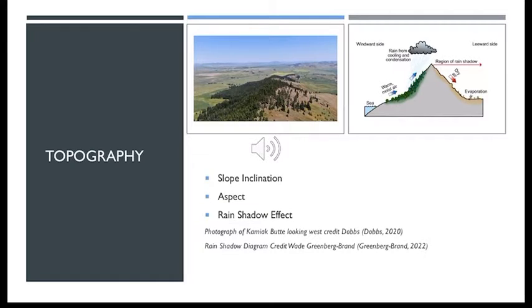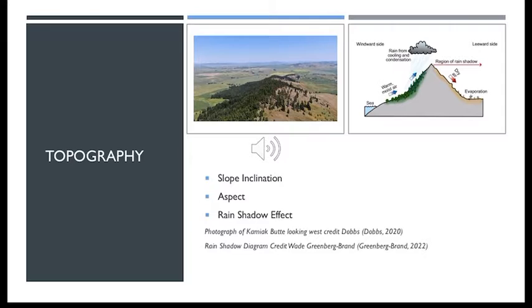Although it may not seem like it, topography can impact the climate of an area. The aspect and slope inclinations affect how much direct sunlight an area can get. The more the sunlight, the harsher the conditions are. The aspects of Kamiak Butte are vastly different due to these conditions.